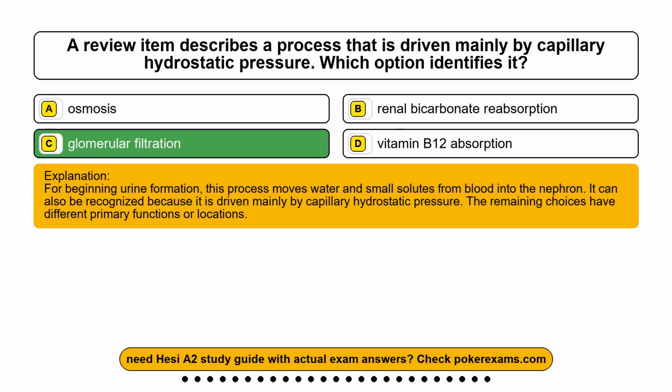For beginning urine formation, this process moves water and small solutes from blood into the nephron. It can also be recognized because it is driven mainly by capillary hydrostatic pressure. The remaining choices have different primary functions or locations.